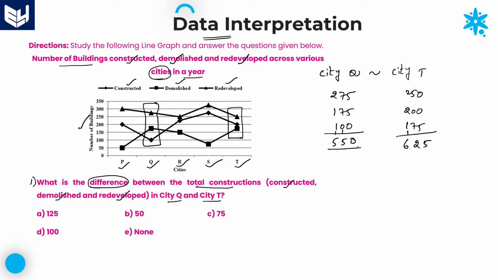City Q total is 550, city T total is 625. Now you need to take the difference between those two values. Difference is the highest value minus the lowest value. 625 minus 550 is equal to 75 buildings. That is the difference between total constructions of city Q and city T. 75 is the required answer. Among the options, option C, 75, is the right answer.